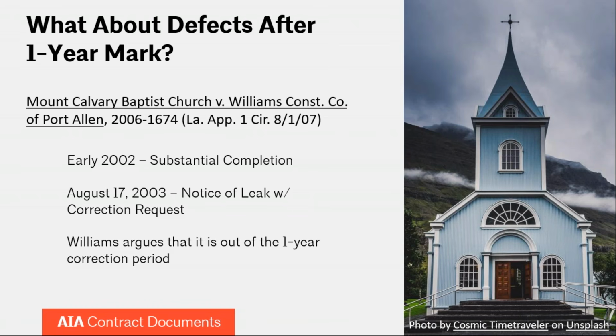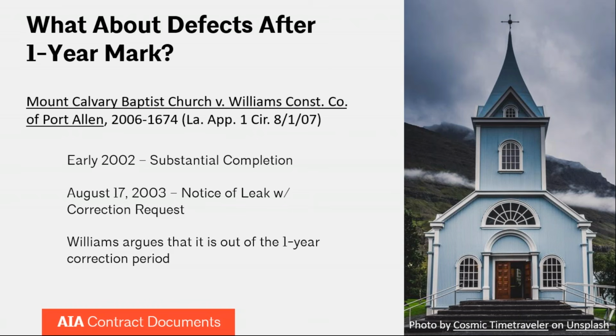They used an AIA contract, the earlier version of the A201. And pretty much as soon as substantial completion was achieved, there were leaks throughout the building. But the owner, Mount Calvary, never notified the contractor that there were leaks. They were trying to deal with them on their own for a while, until about August of 2003, when finally the owner decided that they were going to notify the contractor and request correction of the work.